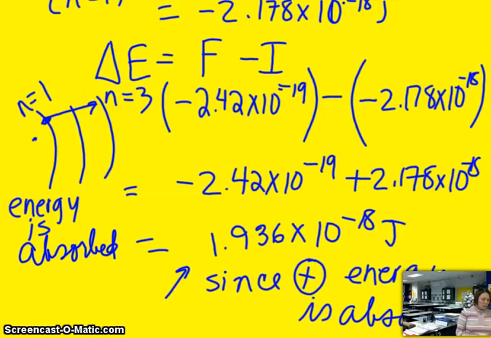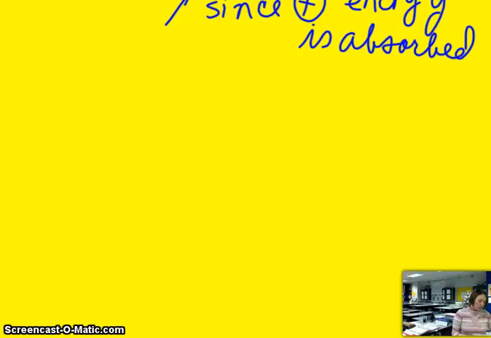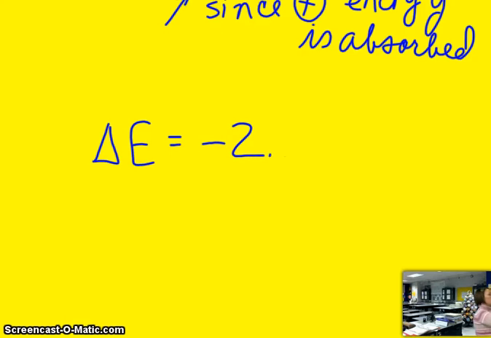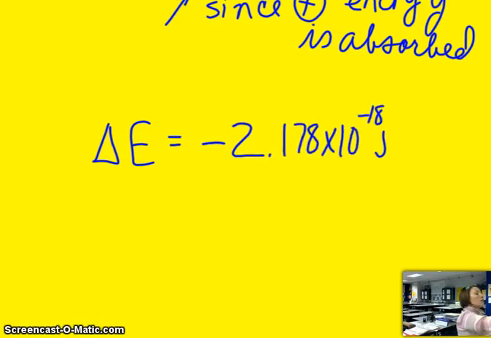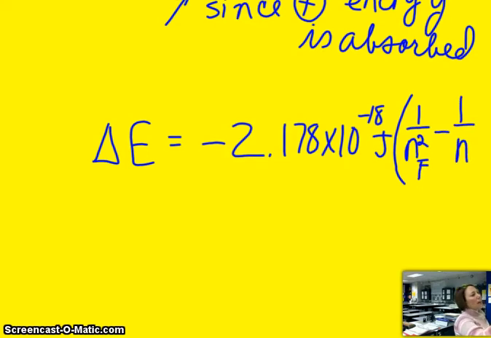We will do sample problem number 3 in class tomorrow as a warm-up, but I did want to tell you there's a little bit of a shortcut for this. Instead of calculating them separately and then subtracting them, you can do this in one step, where you just take negative 2.178 times 10 to the negative 18th joules times 1 over n final squared minus 1 over n initial squared. That makes your calculations a little bit simpler.